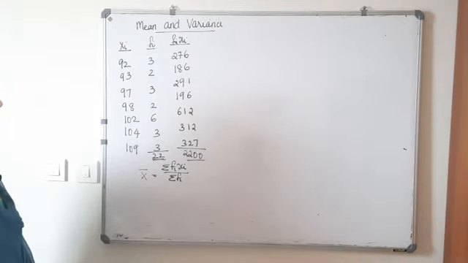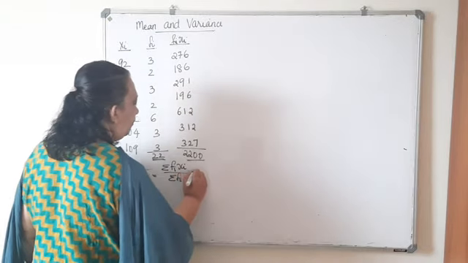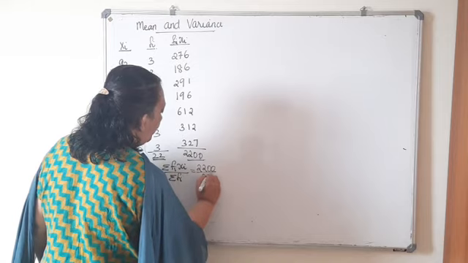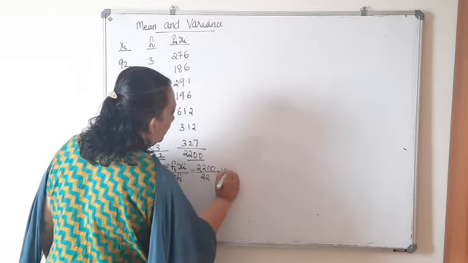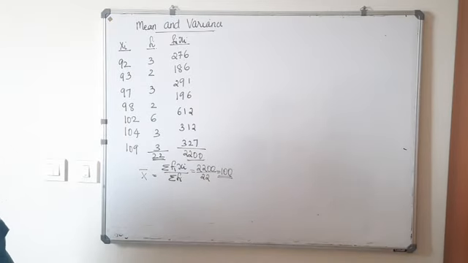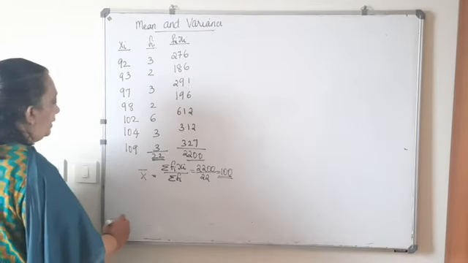So what is x bar equal to? Sigma fi xi, 2200 divided by 22 is equal to 100. This is the mean. Now variance.